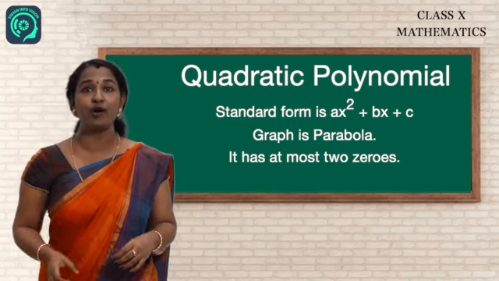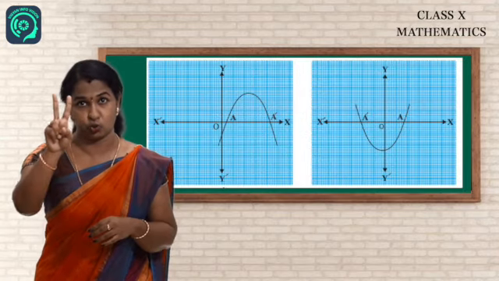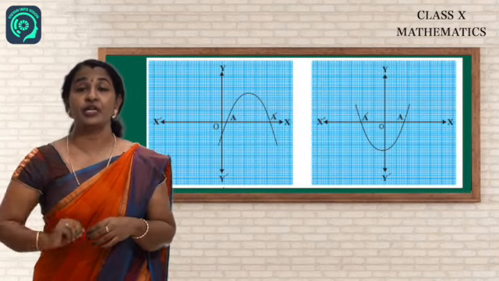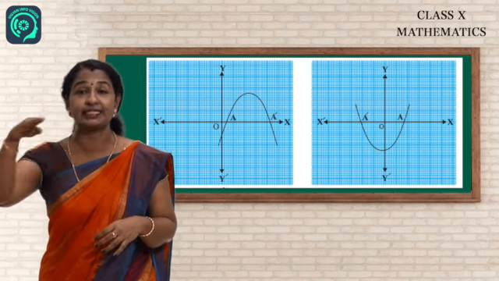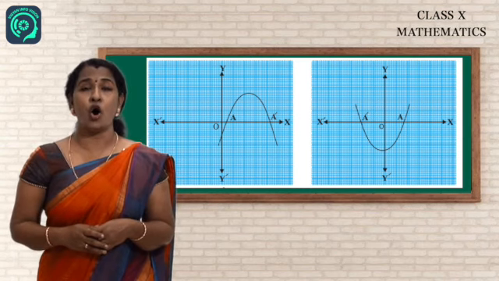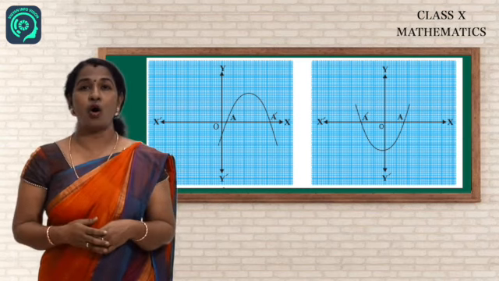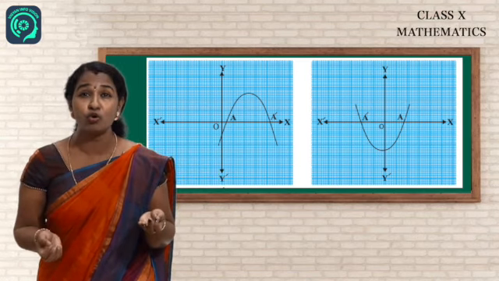So for a quadratic polynomial, the maximum number of zeros is 2 because the degree is 2. You can easily find out by drawing the graph. You can see it meets the x-axis either at one point or at 2 points or none of the points. So it is clear that it consists of at most 2 zeros.